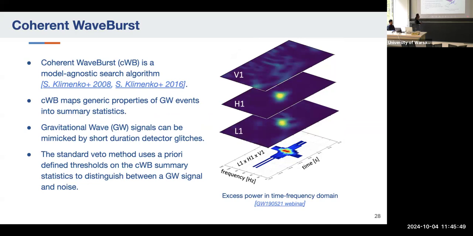And what CWB does is look for coherent energy that is present across the network of detectors in the time frequency domain. And if it finds any data segments that pass this criteria, coherent WaveBurst extracts the properties of these signals, for example, the duration of the signal, the energy contained in the signal, etc. And using these properties, we are able to categorize these signals as either true events or noise.